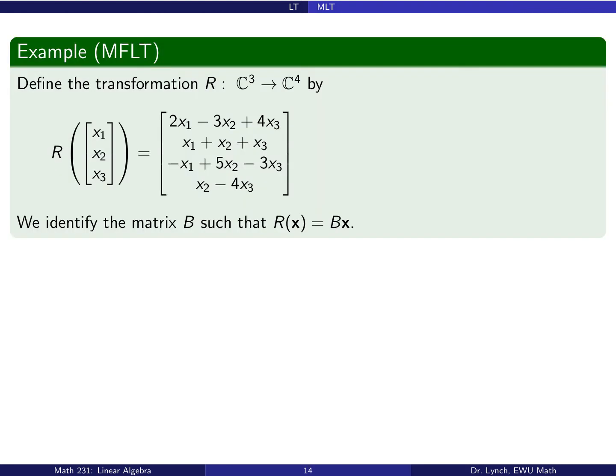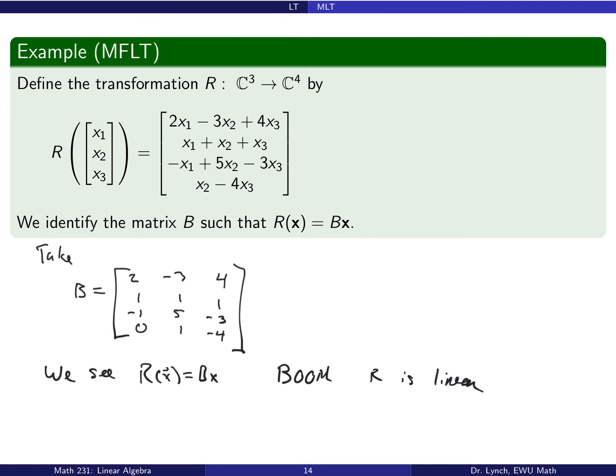It's going to be important to be able to pick off a matrix B such that R of x equals Bx. Here's an example. We know how to do this just with a coefficient matrix. So when B has first row 2, minus 3, 4, second row 1, 1, 1, third row minus 1, 5, minus 3, and fourth row 0, 1, minus 4, then R of x is Bx. Since we know a transformation from Cn to Cm defined by matrix multiplication is always linear, we know that our transformation R is linear.